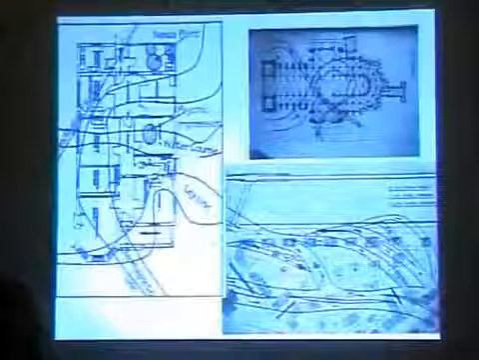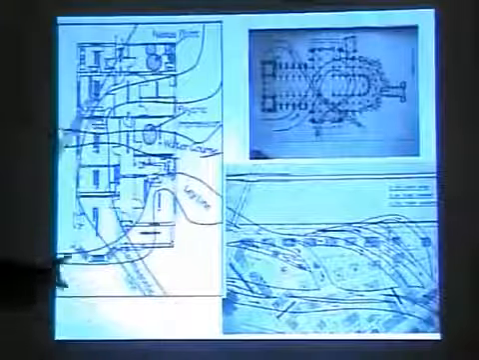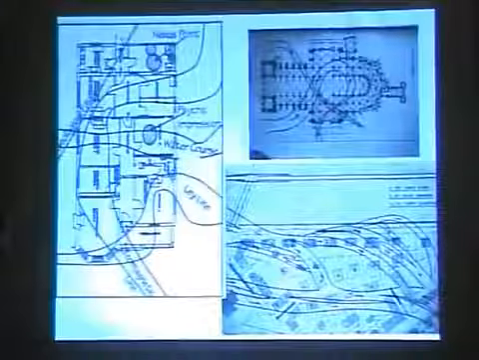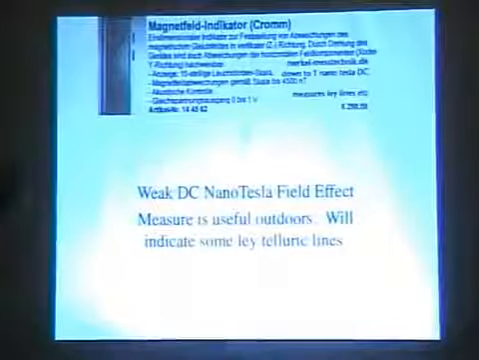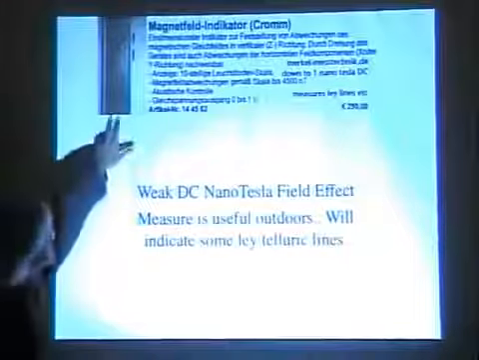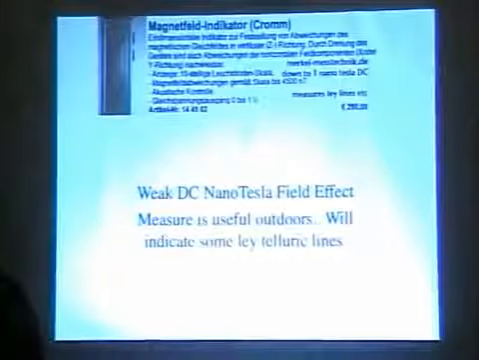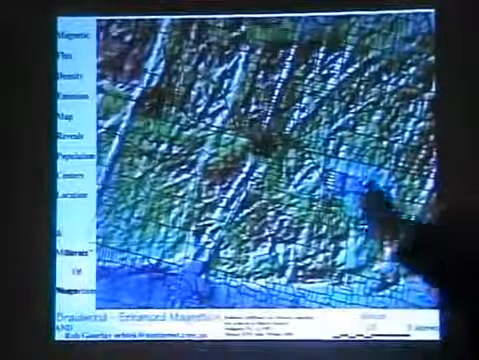This is some magnetic maps of Chartres on the top right, and magnetic maps of houses. This is the DC magnetometer we originally used for measuring these weak magnetic lines. I want to make a point here. This is the point. As a biologic architect, you're doing a location of a site where you want to place a building.